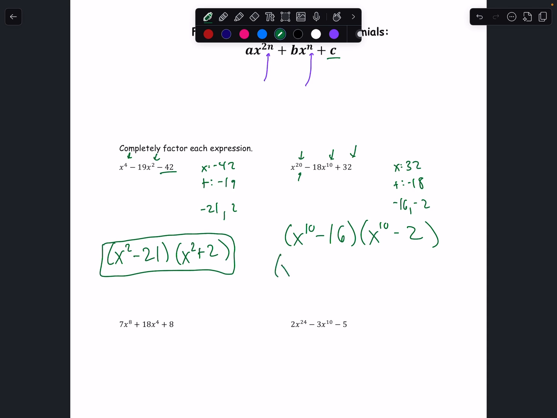So we can write this as x to the 5th plus 4, x to the 5th minus 4, and then x to the 10th minus 2. 2 is not a perfect square, unfortunately. Is this our final answer? X to the 5th is not a perfect square. Like I said before, it's not an even exponent. So that is our final factored form.